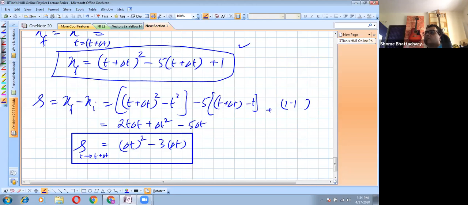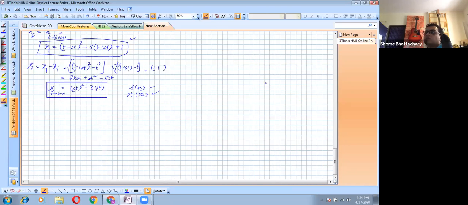Here it is understood that the displacement will come out in meters as long as we substitute delta t in seconds. The coefficients take care of themselves: there's a 1 over here, which is in meters per second square, and this 3 comes from a subtraction, which includes meters per second. So this is 3 meters per second multiplied by seconds, so it is in meters. And this is 1 meter per second square into delta t square, so it's coming out in meters. That's why my s is in meters and my delta t is in seconds.